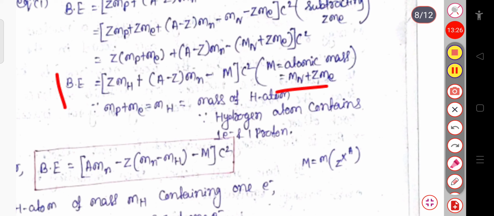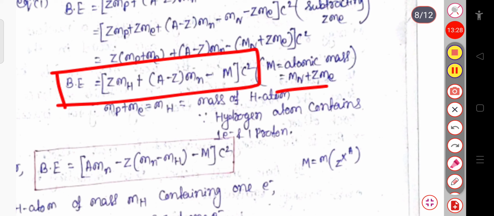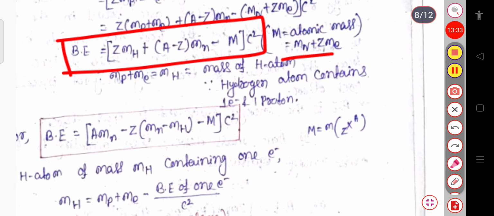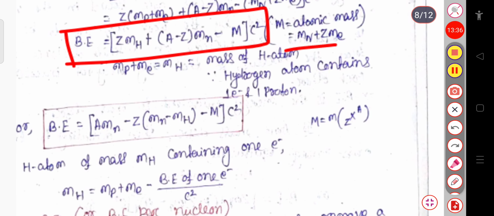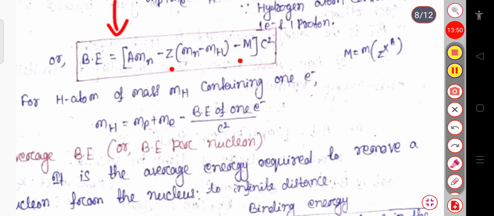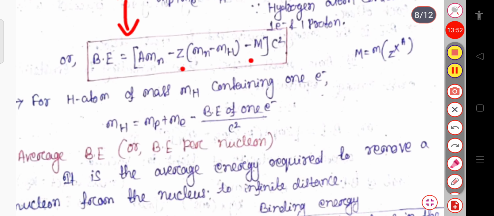The binding energy can now be written as ZMH plus A minus Z Mn minus M whole into C square. Or again it can be written as A into Mn minus Z into Mn minus Mh minus capital M C square. It can also be written like this. Now for the hydrogen atom of mass Mh containing one electron, we can write this as equal to Mp plus Me minus the binding energy of one electron divided by C square.